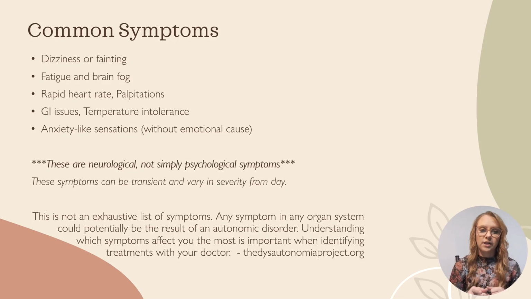I took this little quote from the Dysautonomia Project, and it says, "This is not an exhaustive list of symptoms. Any symptom in any organ system could potentially be the result of an autonomic disorder. Understanding which symptoms affect you the most is important when identifying treatments with your doctor." And so that'll be a little bit more important later when we look at the fact that there's so many different subtypes and so many different regions in the body that are affected by dysautonomias.